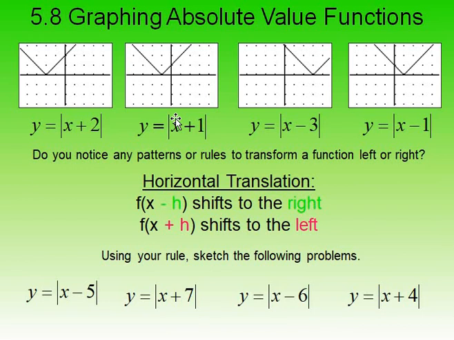talking about horizontal translation. And look, if it's shifted to the right, my absolute value function will be x minus a number. Okay, if it's shifted to the right. If it's shifted to the left, as the first two here, actually the absolute value function will be x plus a number. Okay.